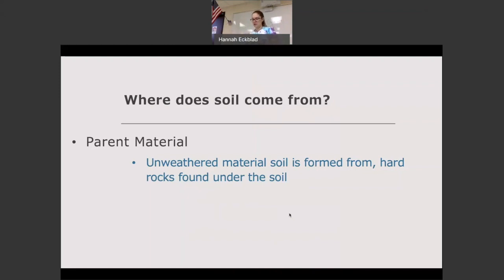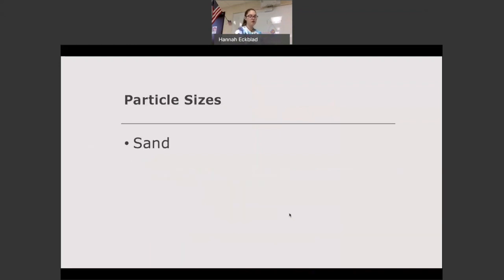However, just like you are affected by your environment, soil is also affected by its environment. So how it was weathered down is important, just like what physical characteristics it has. So particle sizes, again, you don't have to write these 3 words down because we're going to dive deeper into each one. We have sand, silt, and clay.